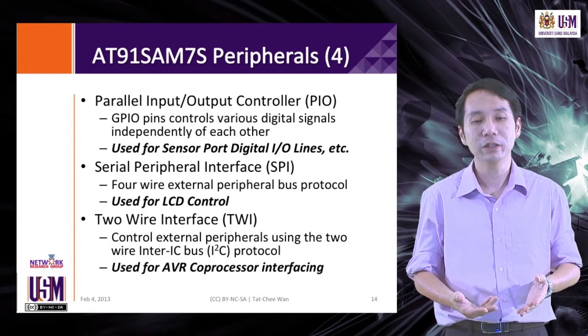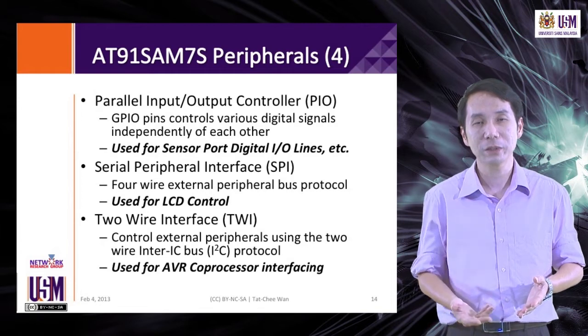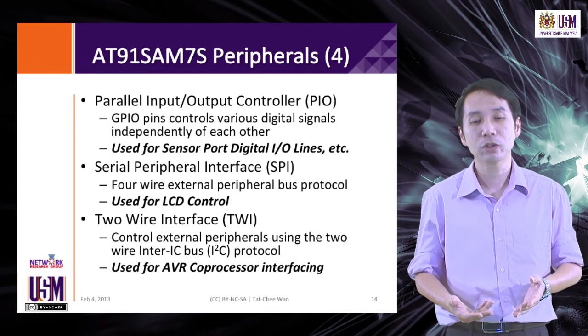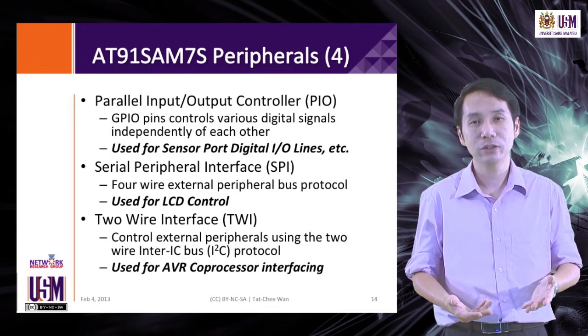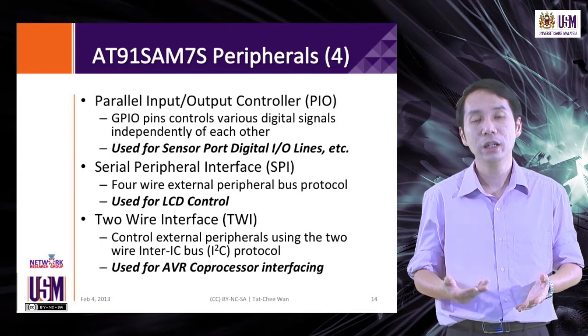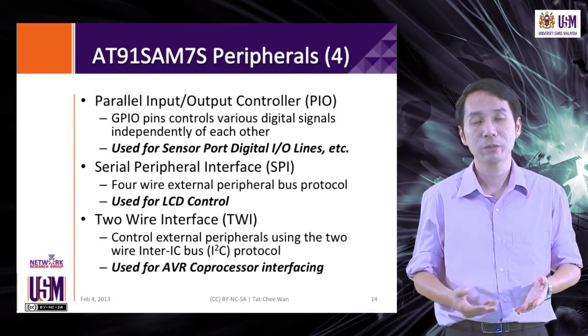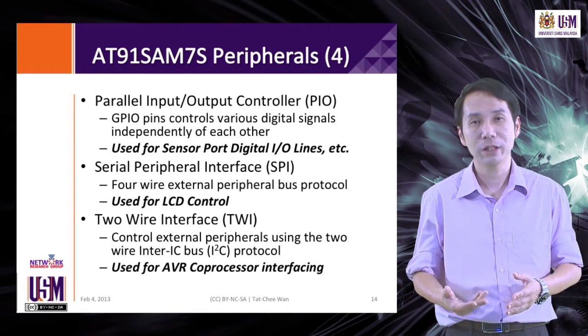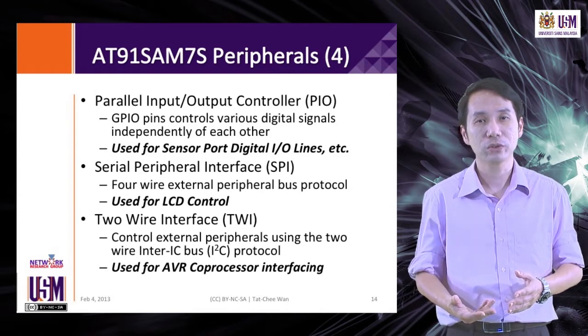Finally, we have the 2-wire interface, which is a different serial bus interface which controls external peripherals using only 2 wires using the I2C protocol. And in this case, it is used for interfacing to the AVR coprocessor, which is the one in the NXT used to control the various motors and drive the power to the motors.